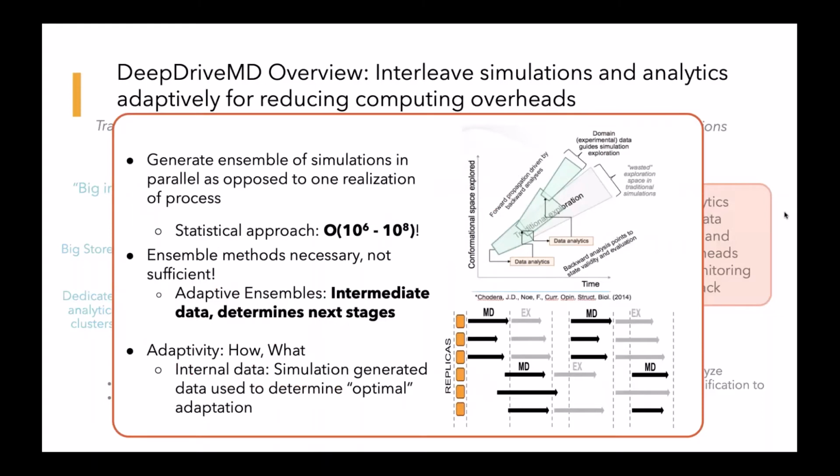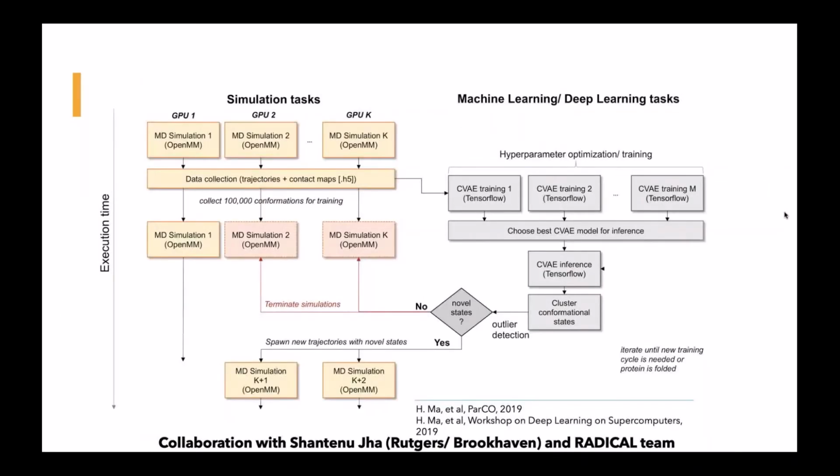And because we are using an ensemble-based simulation in parallel, there's a statistical approach. It allows us to do a large amount of calculations on the same system. There are lots of questions that you want to ask about how to do the adaptivity and things like that, but we're going to allow for a very simple adaptive approach to see how it runs. So this tells you how DeepDriveMD really works.